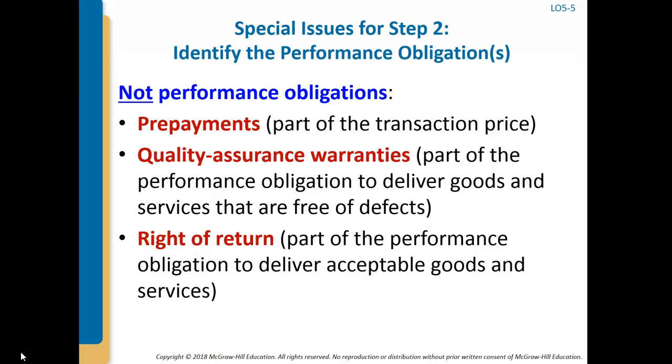Quality assurance warranties: these are guarantees that the product or service is free of defects and are a cost of satisfying the performance obligation to deliver goods and services. The seller recognizes this cost in the period of sale as a warranty expense and related contingent liability. Now, right of return: these are part of the performance obligation to deliver goods and services that the customer wants to keep. They're viewed as a type of variable consideration, and the transaction price is adjusted to account for them.